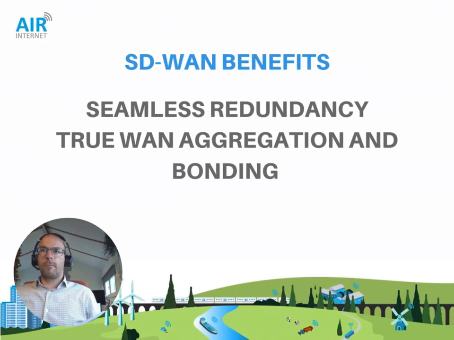The SD-WAN that we use uses Bondex software. So that means it has seamless redundancy through WAN aggregation and bonding. It allows you to connect several internet connections and combine them. They will also receive the same IP address, so you won't have any hiccups in your system if a connection goes down.